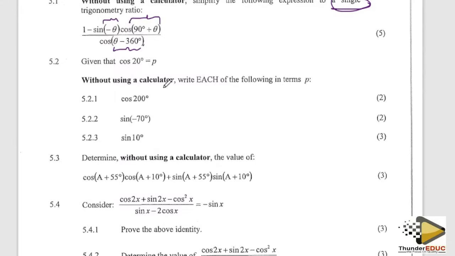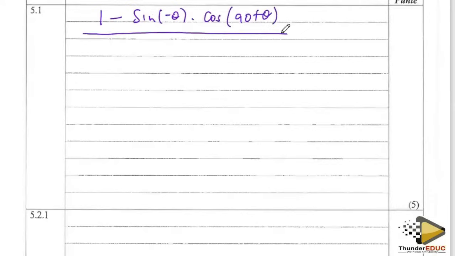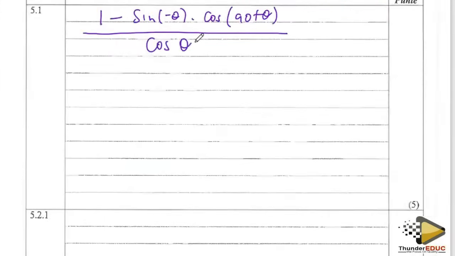Okay, step number 1. What I'm going to do, remember it is 1 minus sine of negative theta, cos of 90 plus theta, and dividing it by the cos of theta minus 360.